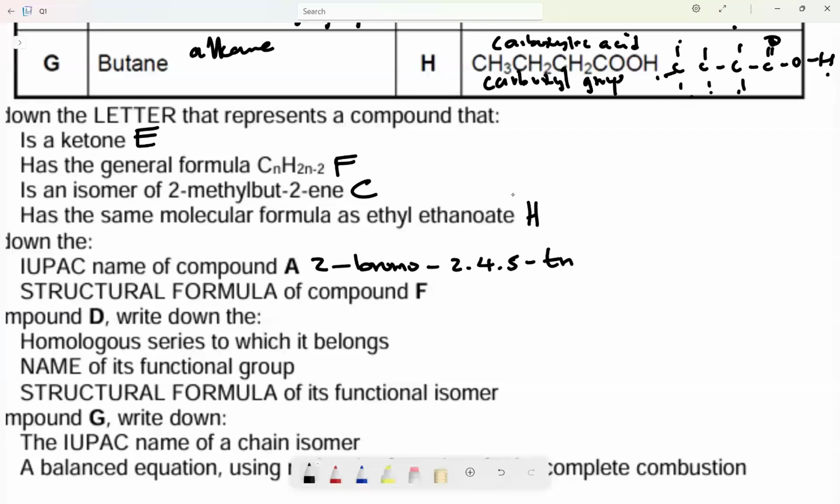2,4,5 trimethyl, longest chain hexane. Right? Yes. How interesting is that? Naming bromo, 1 mark, the 2,4,5 methyl, another mark, then the hexane, another mark. How interesting is that?